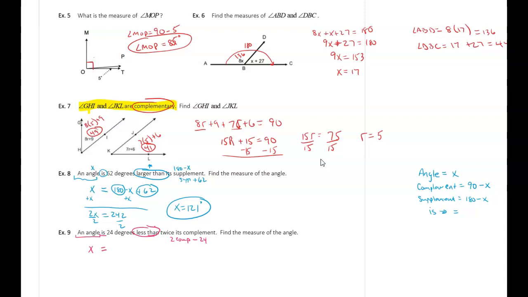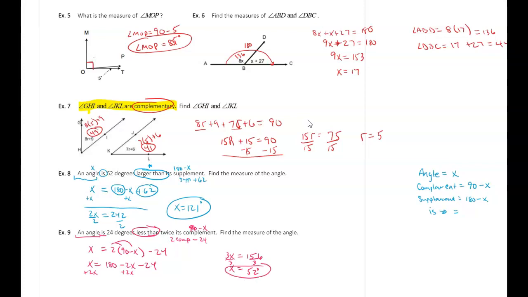So we said a minute ago, anytime we see the word complement, we're going to do 90 minus x. So 2 times the complement would be 2 times 90 minus x. And if we're 24 degrees less than this, we're going to subtract the 24. Now that I have my equation, I'm going to go ahead and solve for x. X equals, I'm going to distribute the 2, so you get 180 minus 2x minus 24. I'm going to go ahead, add 2x to both sides, and that gives me 3x equals 180 minus 24 is 156. And now, if I divide by 3, x is equal to 52 degrees.